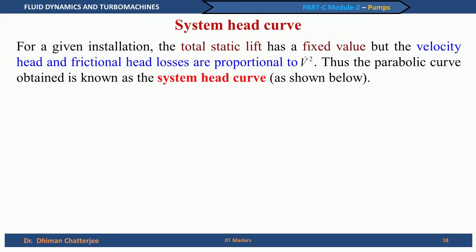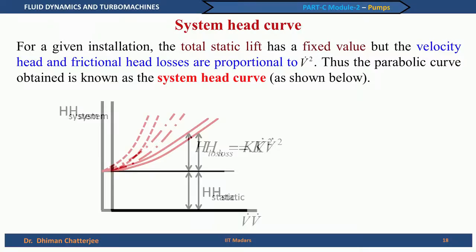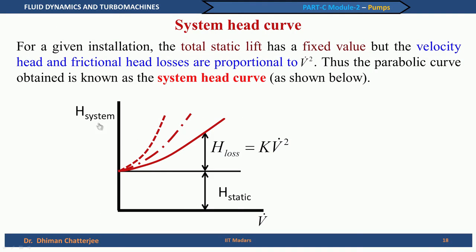For a given installation, the total static lift has a fixed value, but the velocity head, that is C square by 2g, of course goes with the volume square, and frictional head loss you know from fluid dynamics studies. For example, you have studied the Darcy-Weisbach relationship, you know that the frictional head loss also goes as V square, and hence we can say that the total system curve has two components: H static, which does not depend on the volume flow rate and hence is constant, and H loss, which is some constant of proportionality k multiplied by V dot square, which is a parabola.